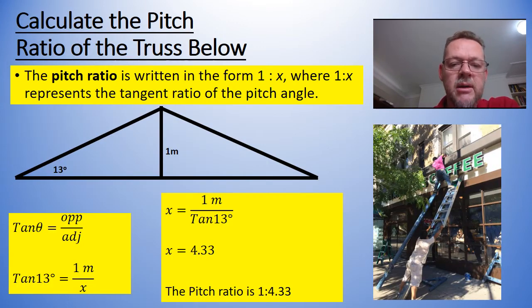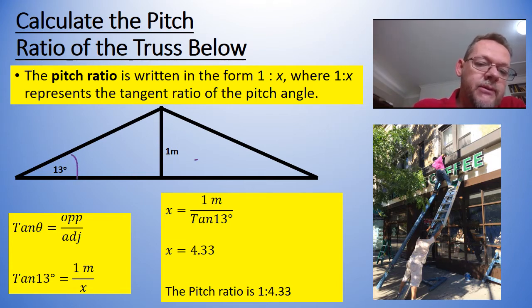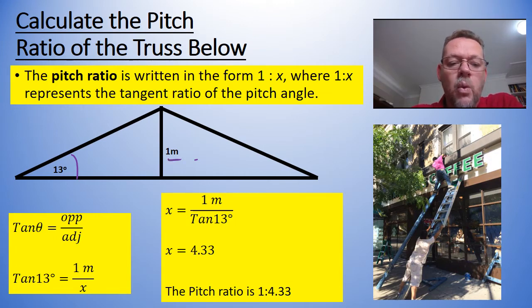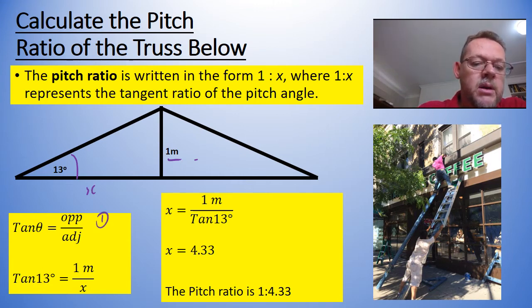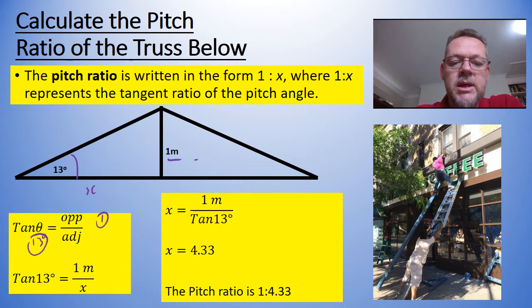And we'll continue now. So if we have a look at calculating the pitch ratio from the truss below, we want to say, well, here's our pitch of 13 degrees. Here's our king post of 1 meter. So we know that tan theta equals the opposite, which is 1, over x, and the x is what we don't know, so the adjacent. So what is this going to be? So we know that, and we know this here, so that's 13 degrees.